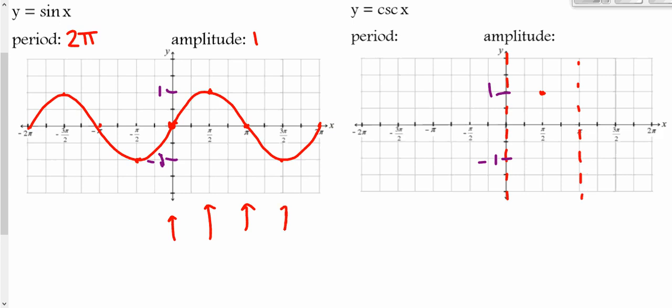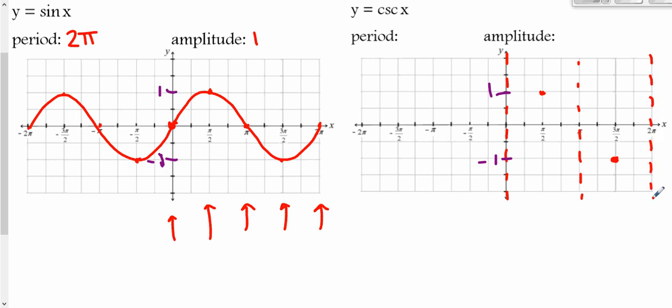Let's move over to 3 pi over 2. The sine of 3 pi over 2 is negative 1, and the reciprocal of negative 1 is negative 1, so cosecant will be negative 1. Now let's move over to 2 pi. Again, the sine of 2 pi is 0, and the reciprocal of 0 is undefined, so another vertical asymptote.